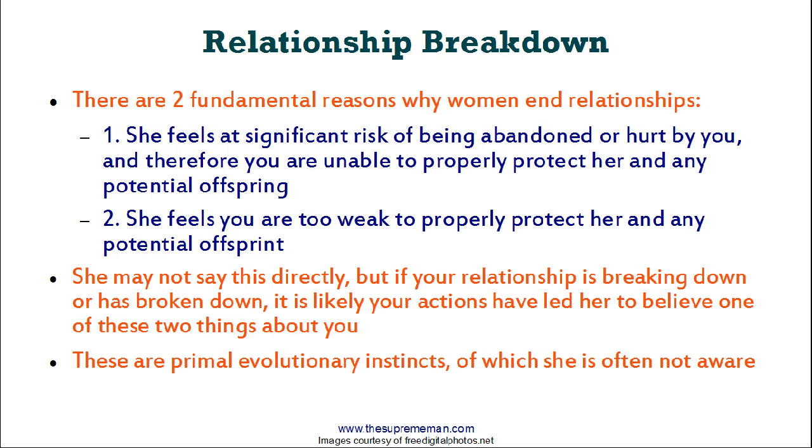Now, she may not say this directly, but if your relationship is breaking down or already broken down, it's likely that your actions have led her to believe one of those two things about you. And as I've said, these are pretty primal evolutionary instincts: fight, flight, and fornicate, three of them. And she won't be entirely aware of them consciously. She just knows that she's driven to do them.